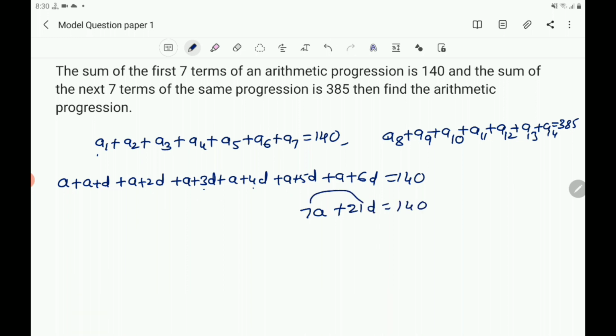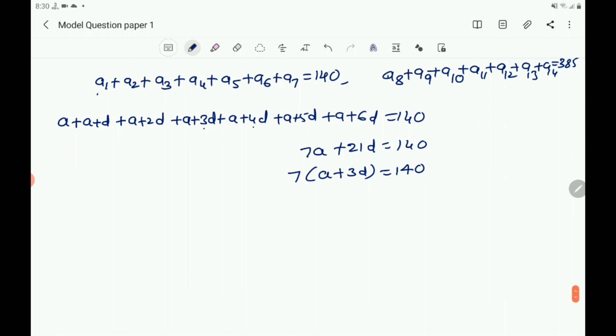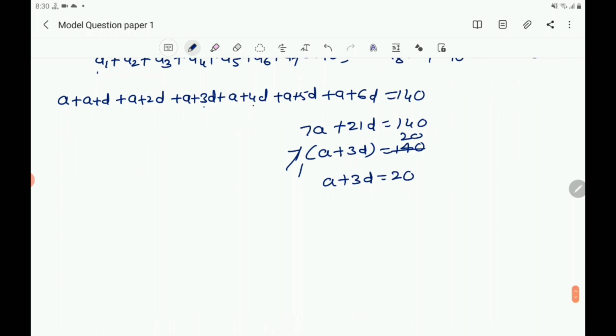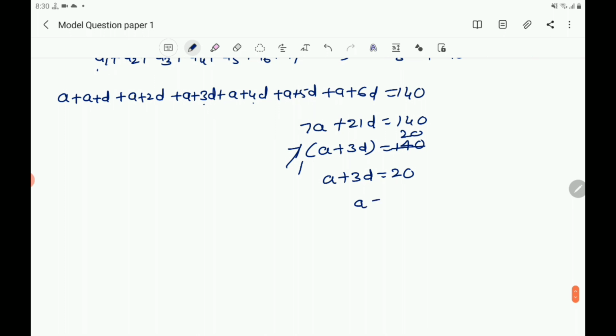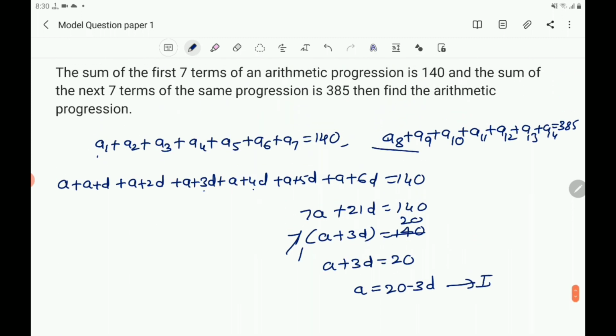Now here you can remove 7 common. So remove 7 as a common. In the bracket you will get A plus 3D, equals 140 by 7. Then 7 ones are 7, 7 20s are 140. So you got that A plus 3D equals 20. Then you express in terms of A. So you get A equals 20 minus 3D. That is one relation here. You can use that for the next relation. Now you take this one.